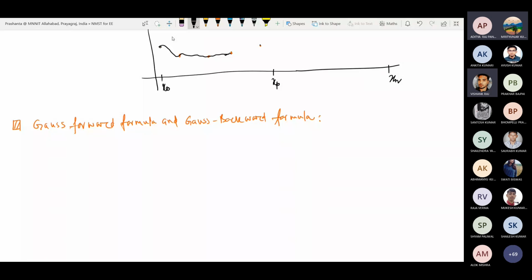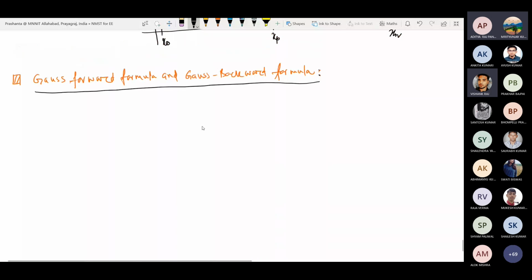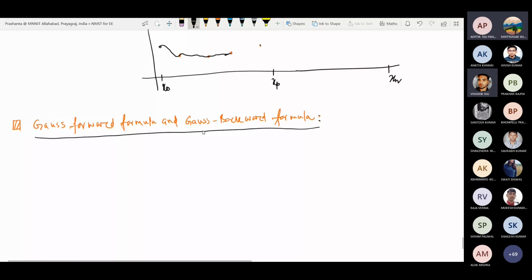You only have to know how to choose the initial construction of the polynomial, how to choose the initial assumption of the polynomial. Here you have to choose a center at the middle of the data points. So x0 will be chosen at the middle of the data points. The data points will not start with the index x0. You have to rename them in a way that x0 is at the middle of the table.